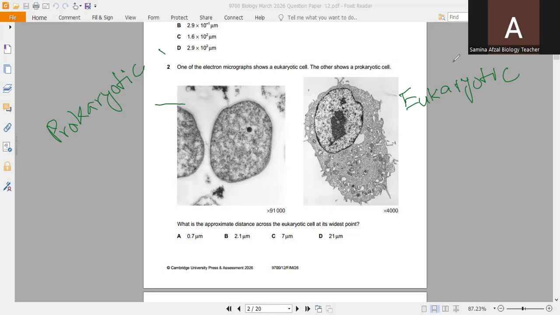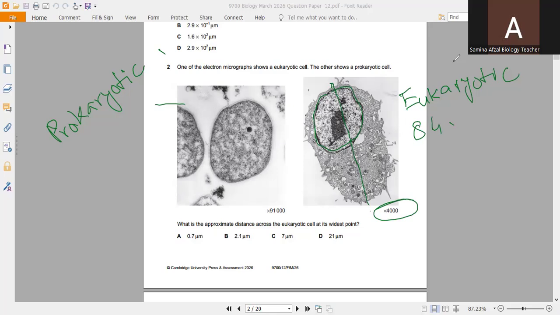It is eukaryotic because it contains a distinct membrane-bound nucleus and visible internal organelles. You can see it has a membrane-bound nucleus. Its magnification is given, which is 4000. So what is the approximate distance across the eukaryotic cell at its widest point? You can measure the widest point on your paper. According to me, it is nearly equal to 84.